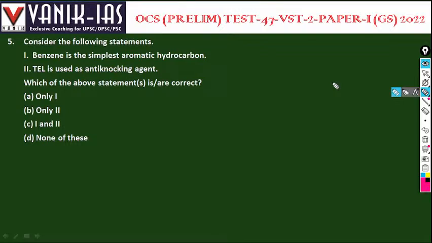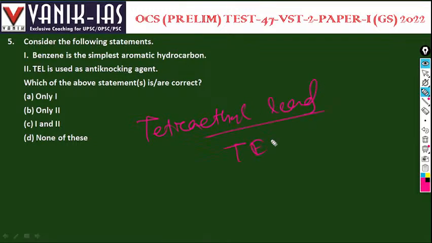What is this TEL? Which element is used as an anti-knocking agent? So it's a previous question. It is called tetraethyl lead, or TEL. It is used as an anti-knocking agent. Benzene is the simplest aromatic hydrocarbon, which is right. So both statements, 1 and 2, are right.